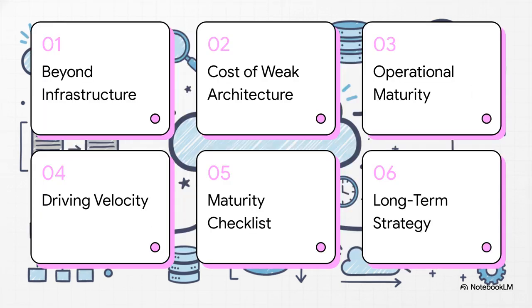Okay, so here's a quick look at our agenda for today. We'll cover beyond infrastructure deployment, the cost of weak architecture, pillars of operational maturity, driving velocity and productivity, an architectural maturity checklist, and finally, a long-term strategy.